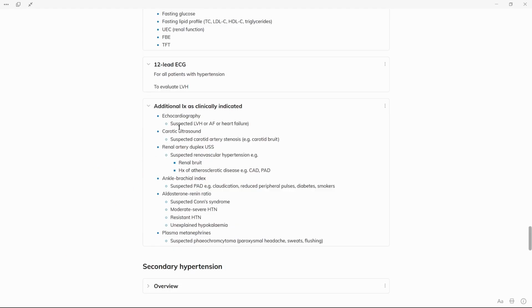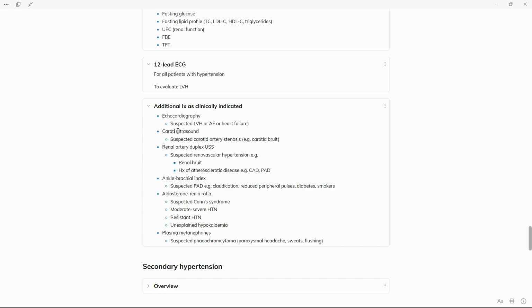So in echocardiography, if you suspect LVH based on your exam, place apex beat or really peak R waves on the ECG, or if the patient has AF or heart failure. But you're doing it more so because the patient has AF or heart failure rather than hypertension.